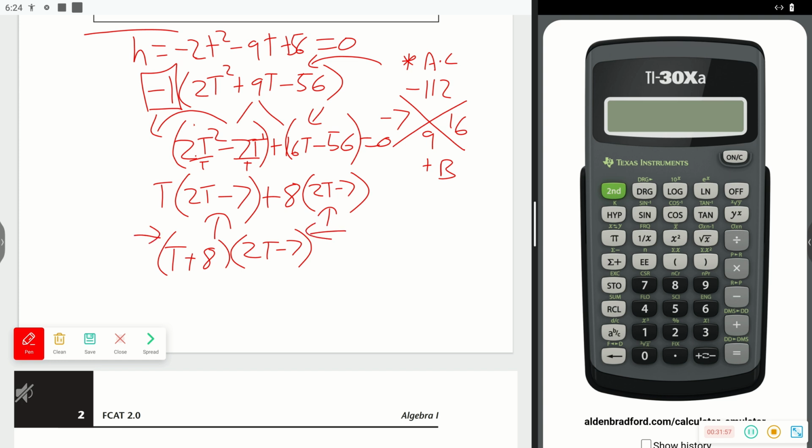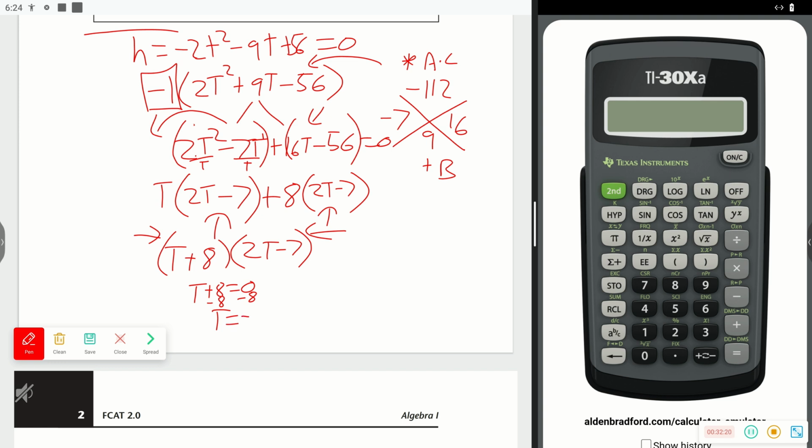But in this case, it wants us to actually solve the problem, because it's asking how many seconds it will be when it hits the ground. So it wants to know what t is. So we have to set both of the factors equal to 0 to find the roots, or the solution of the problem. So we have t plus 8 equals 0. Whenever we solve for t, we're going to subtract 8 from both sides.